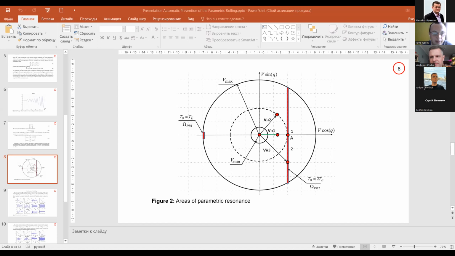Thank you for your question. The slide shows the areas of parametric resonance of the first left and second right types. The different location and size of these areas on the diagram is explained by the fact that these dangerous phenomena occur for different parameters of the ship's movement and waves.